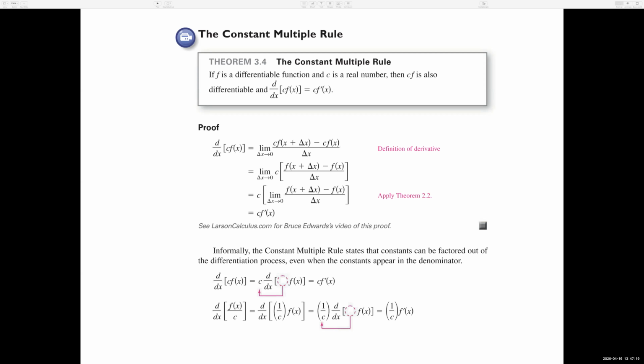Another thing that you want to pay attention to is, if we have c as a constant, that means you just need to move it out of the function, in front of the derivative, and then you can find the derivative of the function f of x, and you just multiply it by c. Okay, this is the constant multiple rule.